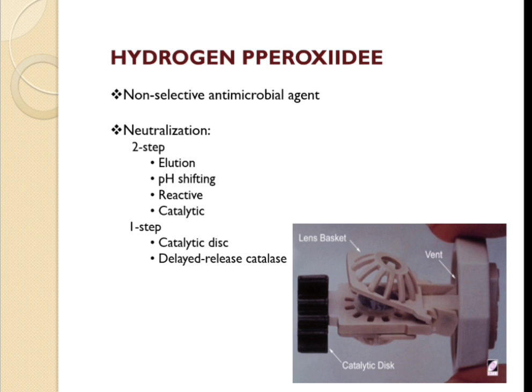This is available in the market for cleaning of the lens, but we are using it for chemical disinfection, so be cautious about that. It is a non-selective antimicrobial agent that is available in 2 steps. The 2 step includes pH shifting, elution, reactive, or catalytic. The 1 step includes a catalytic disc, delayed release, or catalytic. You can see in this, you have to put the lens into the lens basket, and this is the catalytic disc, and the vent is there. It should be put directly into the chemical solution.